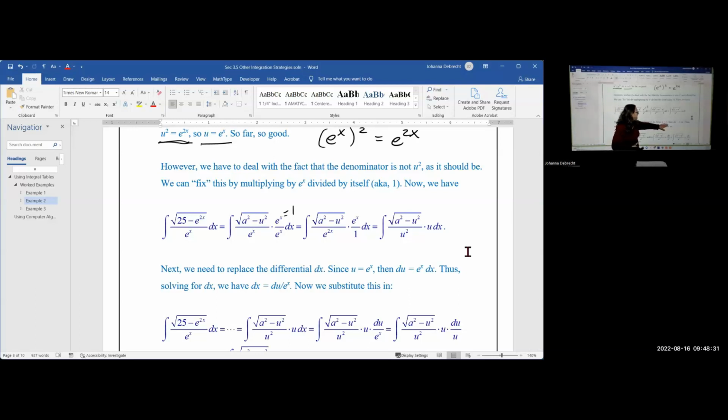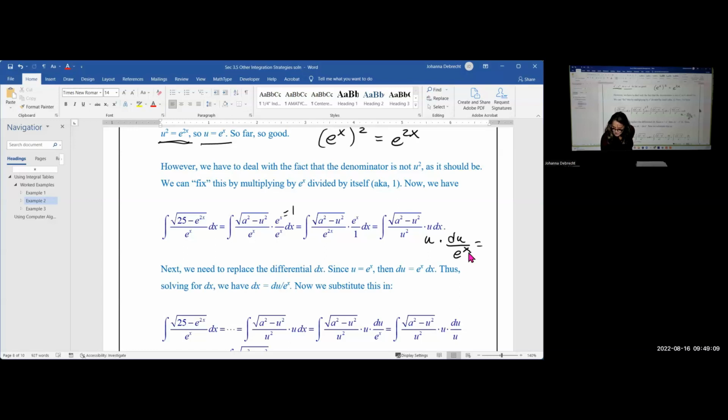Since u is e to the x, then the derivative of u with respect to x, du dx, is equal to e to the x again. Remember, we love exponentials. Their derivative is themselves, their antiderivative is themselves. You gotta love e to the x. So you get du equals e to the x dx. All right. Well, if du is equal to e to the x dx, then dx is du over e to the x. So up here where I have u dx, this becomes du over e to the x.